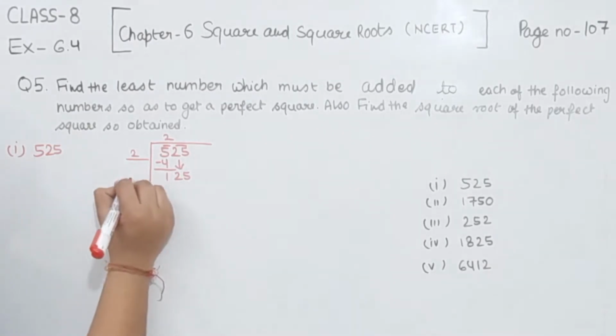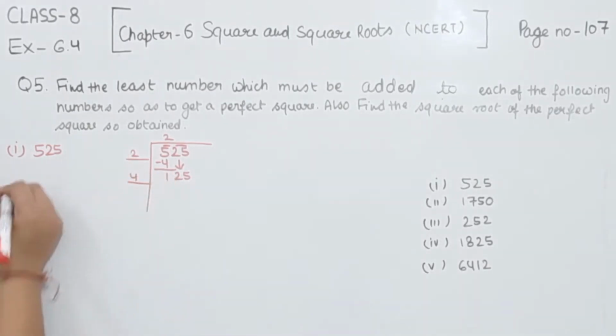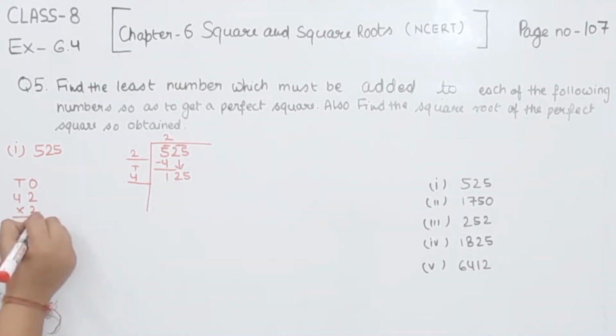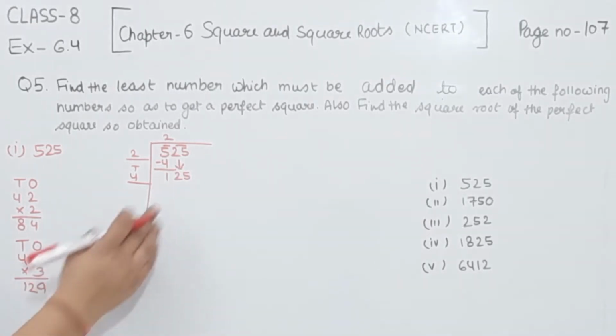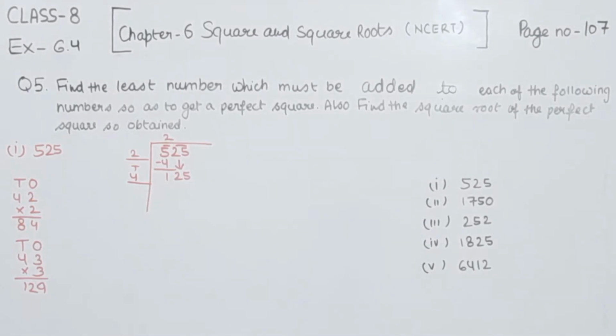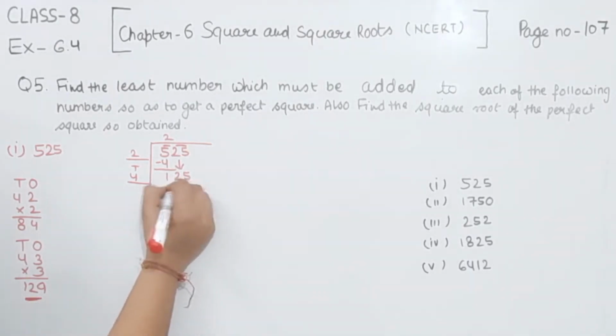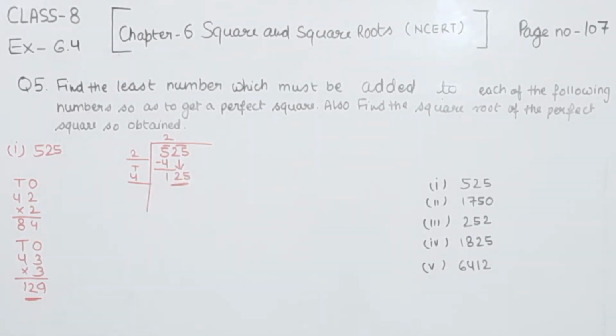Now we are going to double this one. So we are having 2 2s are 4. Now this is the tens place we are having. We have to find the ones place here. So first of all, I am going to take 2. Now 2 4s are 8. Now I am going to take 3 because 84 is smaller than 125. So if I take 3, then 43 multiplied by 3: 3 3s are 9 and 4 3s are 12. Now we are having the number 129, which is greater than 125. So for reaching 129 from 125 we need 4 more.